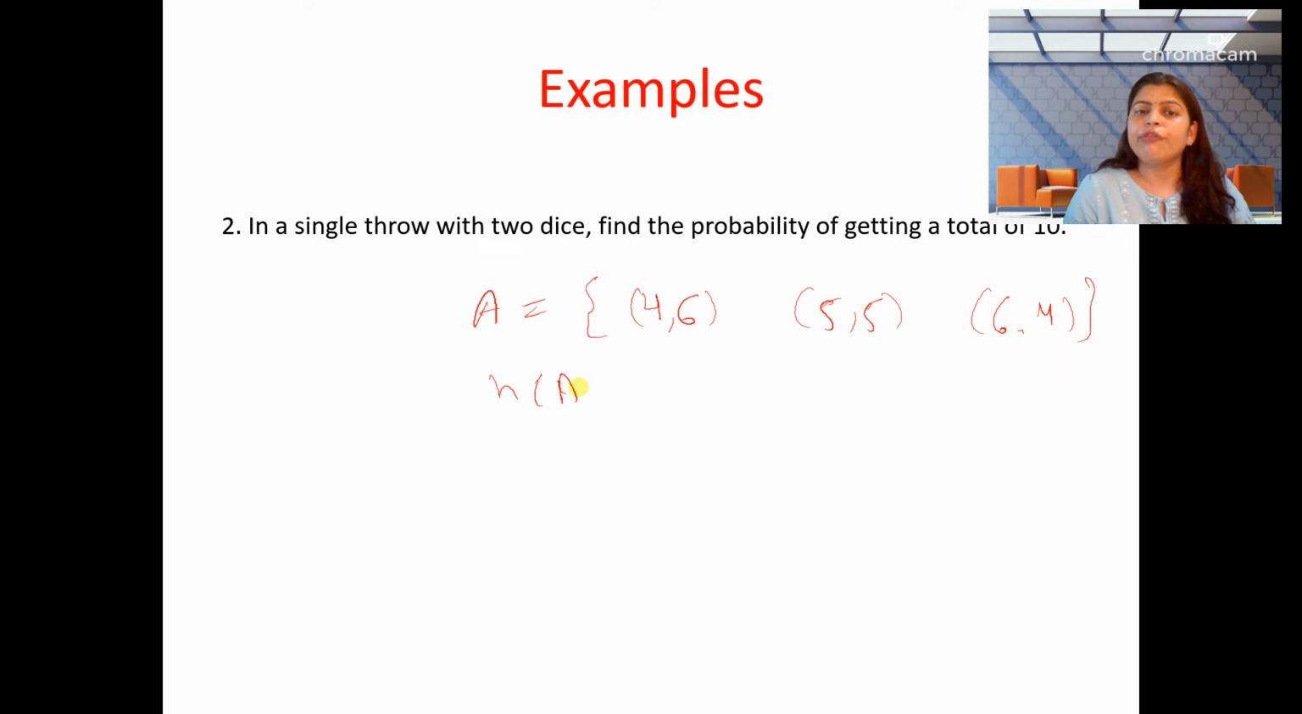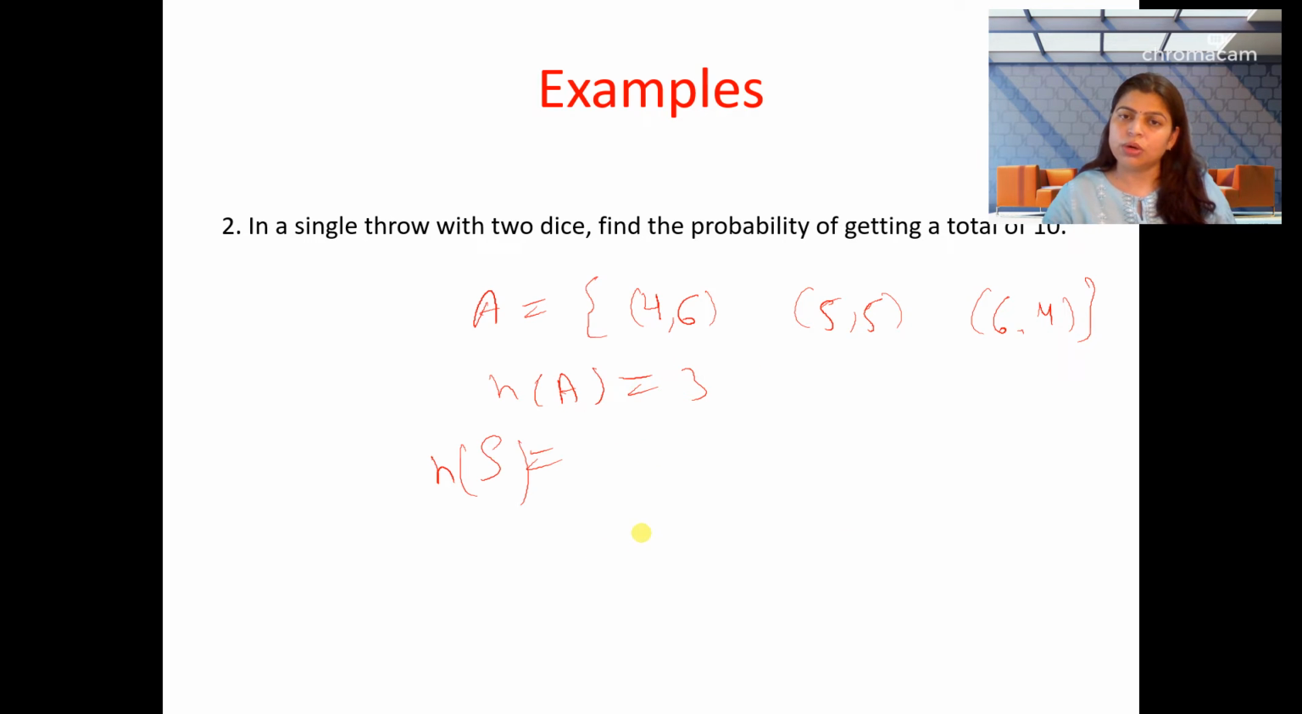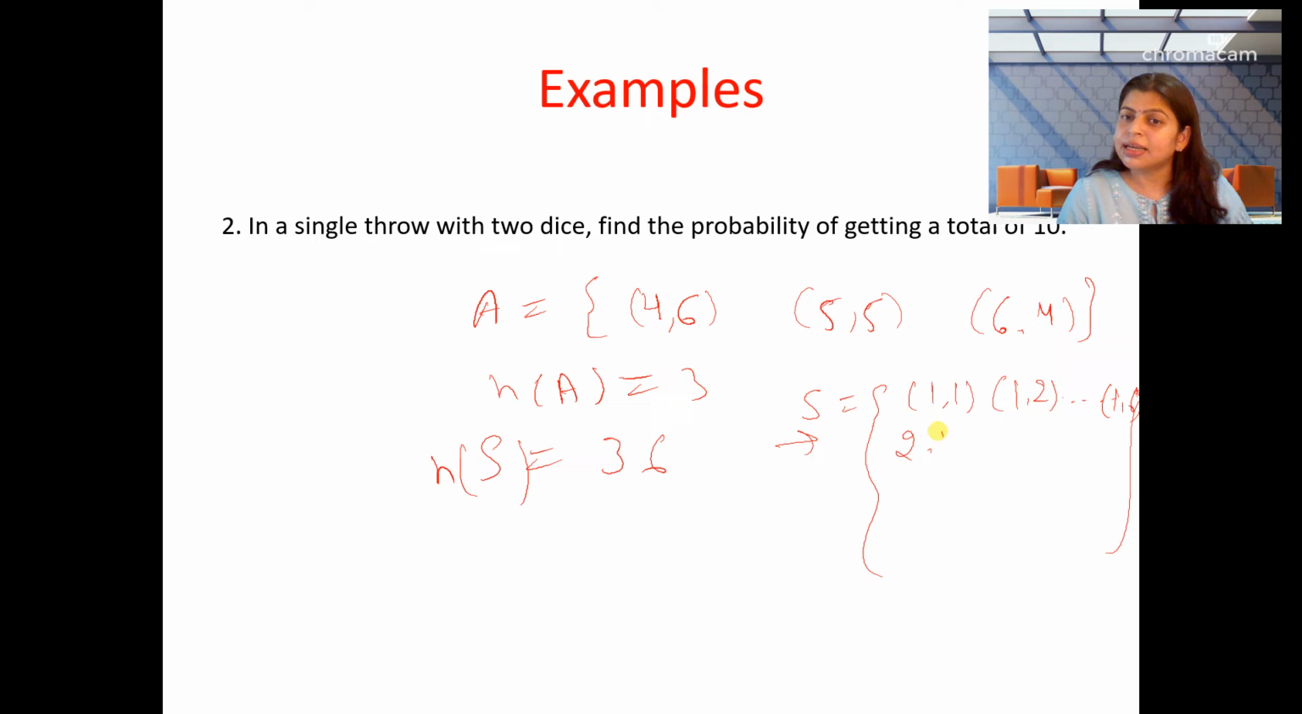So the number of A would be here 3, and the total number of sample space, N of S, would be 36, because if I write all these pairs, these would count 36. Let me give you the hint: if we write 1 in the first die, 1 in the second die, then 1 in the first die, 2 in the second die, like this, it would go to 1 and 6, then 2 in the first die and 1 in the second die. So likewise you can have a total of 36 cases, up to 6 and 6. So the total number of exhaustive events would be 36. So the probability of A is here basically 3 upon 36, that is 1 by 12.